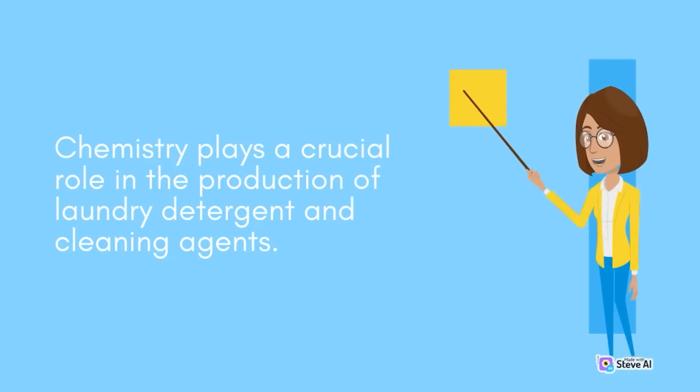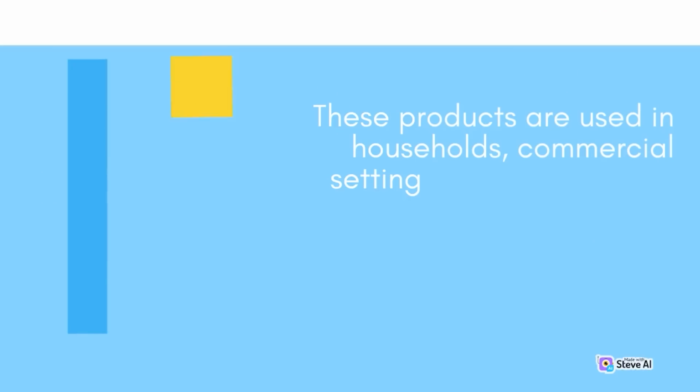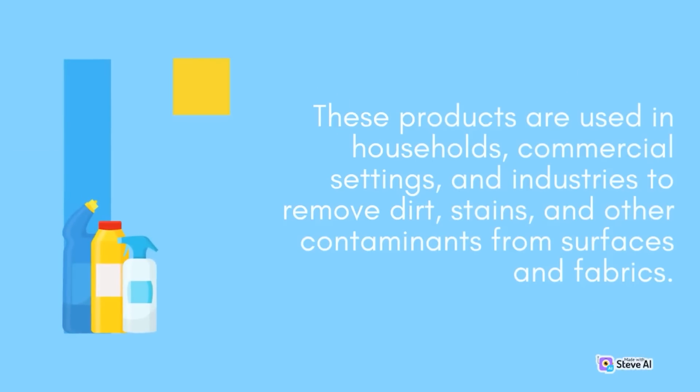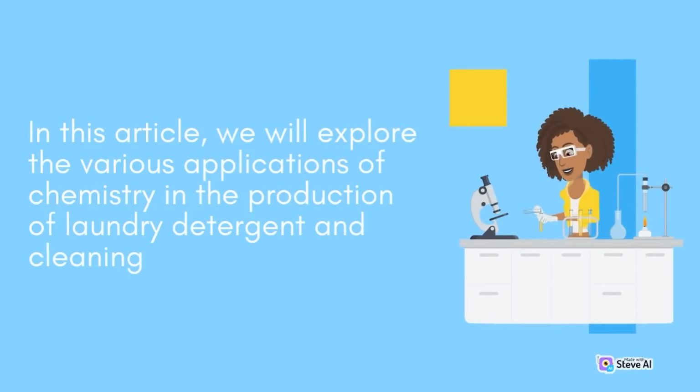Chemistry plays a crucial role in the production of laundry detergent and cleaning agents. These products are used in households, commercial settings, and industries to remove dirt, stains, and other contaminants from surfaces and fabrics. In this article, we will explore the various applications of chemistry in the production of laundry detergent and cleaning agents.